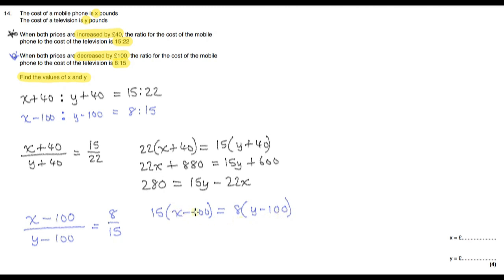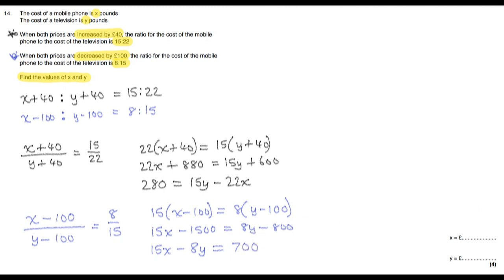So let's expand the brackets. So we've got 15x minus 1500 is equal to 8y minus 800. And then how shall we do this? Let's get all of the variables on the left and the numbers on the right. So we've got 15x, and then if we subtract 8y from both sides, and then on the right, negative 800 plus 1500 is positive 700.